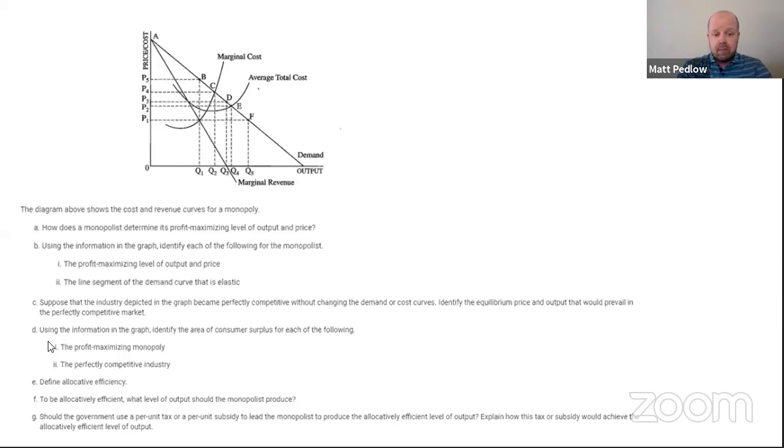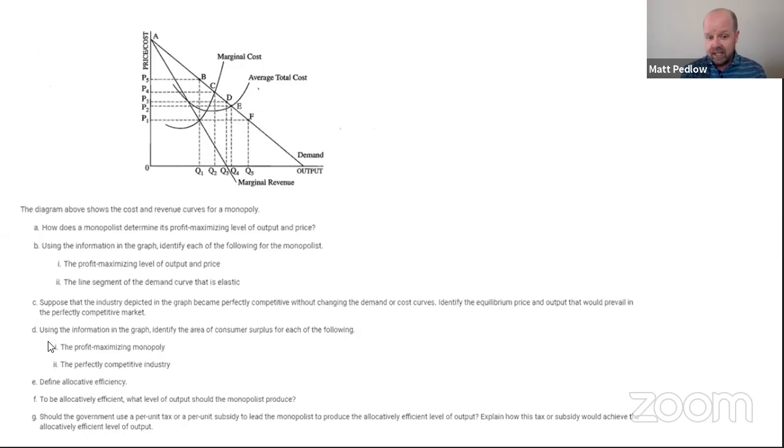B2, line segment of the demand curve that is elastic. If you're saying to yourself, this is a lot right now, right? This is review. I'm assuming you guys have all gotten to market structure and monopolies by this point in the course. And if you haven't, well, we'll get there. So for most of you guys, this is where the review kicks in. C, industry depicted in the graph becomes perfectly competitive, identify the price and output.